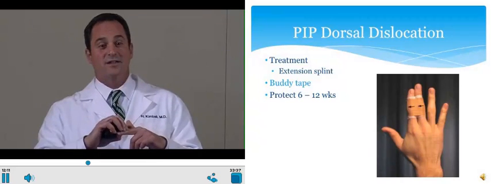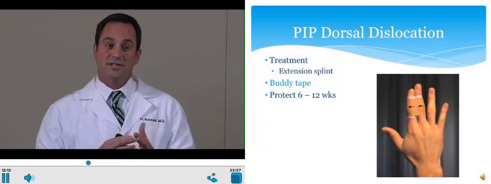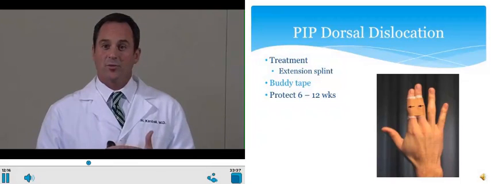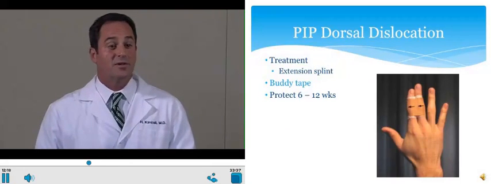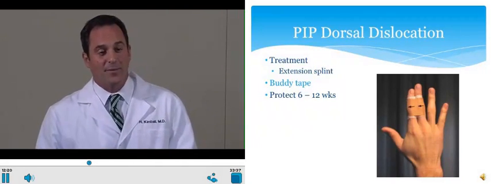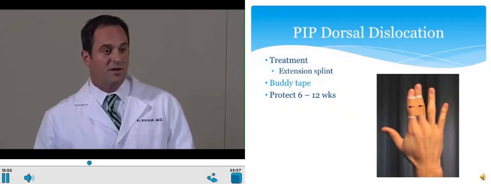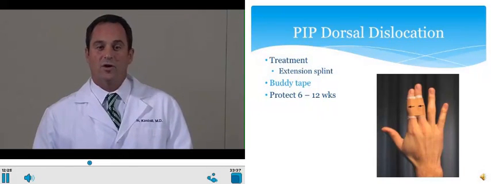If you're overextending the joint, then you're not allowing that tissue to heal back down. So we have to have some protection, and the buddy taping typically provides that. And that protection we really need to typically have for a 6 to 12 week period.